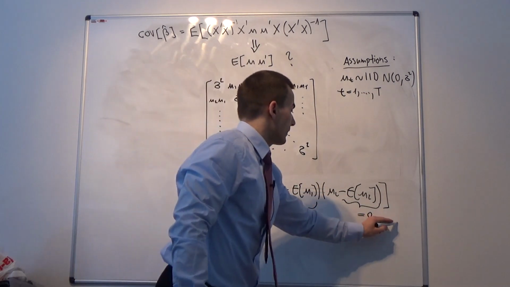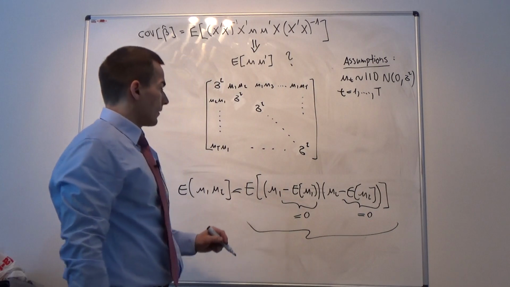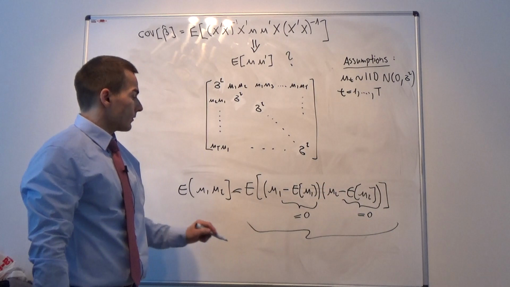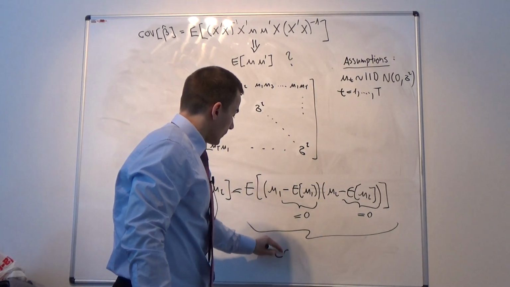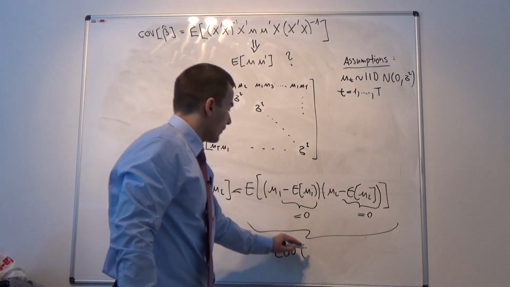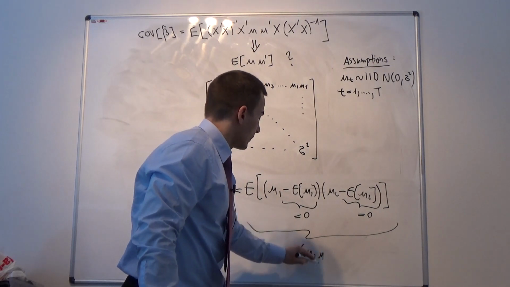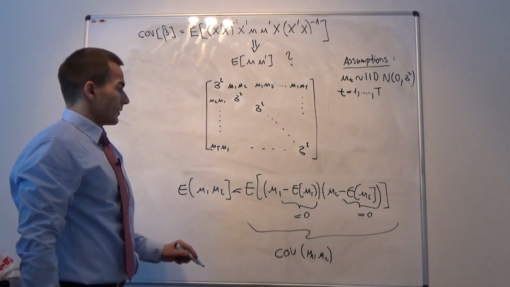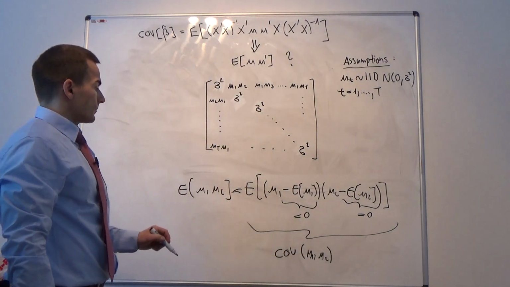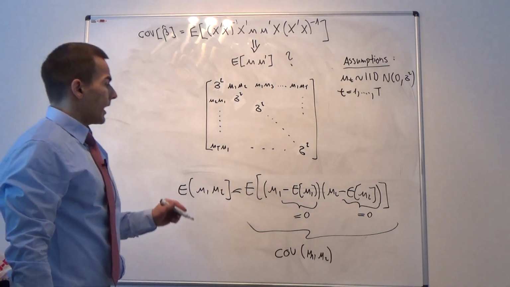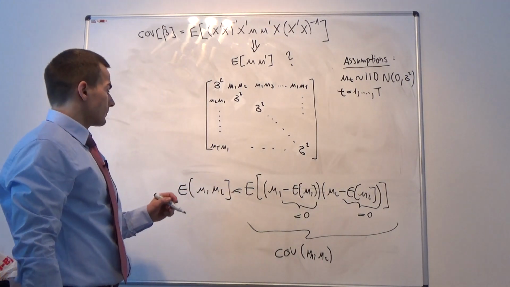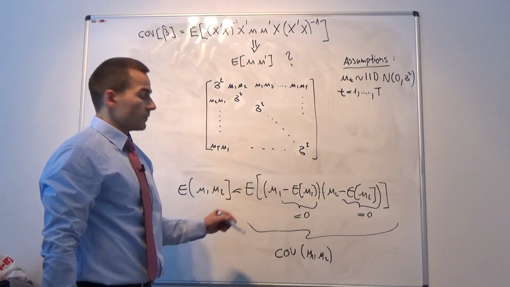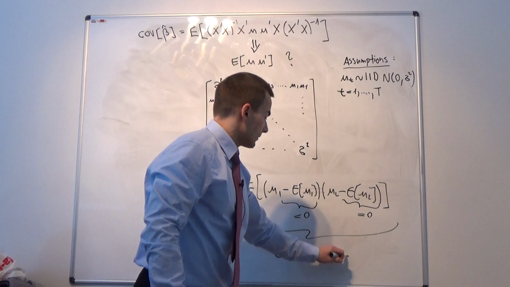And what's this expression here? That's the formula for the covariance. So that's the covariance of U1 and U2. And we know that the covariance between U1 and U2, what's that? That's 0.